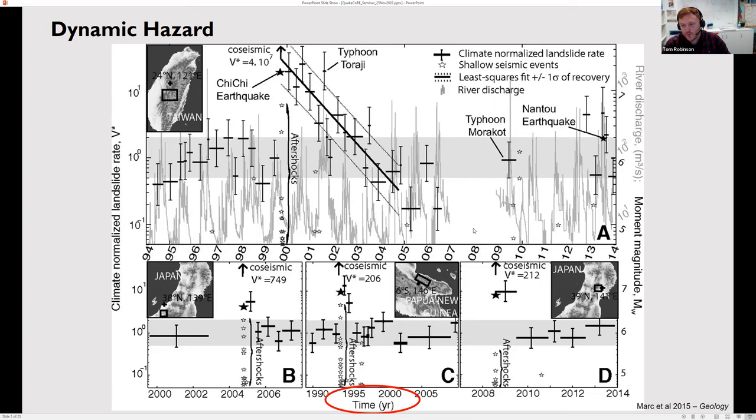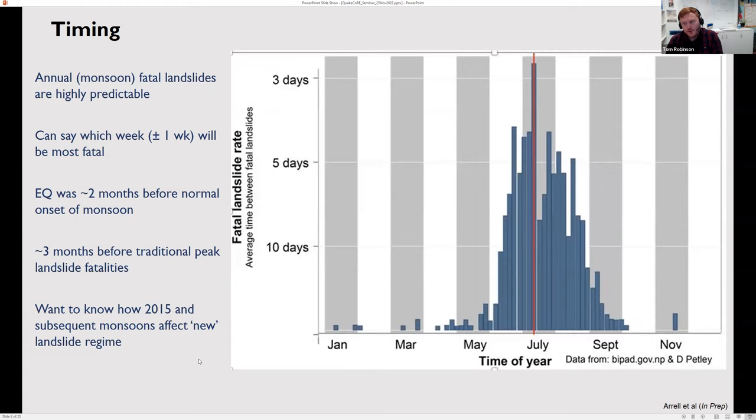And so this is what we've been really looking at, is trying to understand this process and trying to think about how long it takes to get back to that background rate, so that we can know when the landscape has fully recovered from an earthquake. So let me take you through the Nepal case study first here, and then we'll go on and think about the other one.